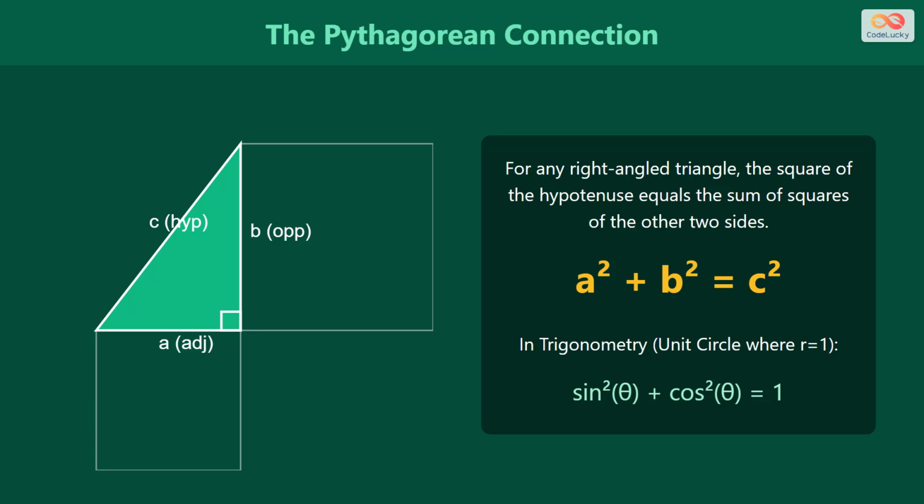You probably know a squared plus b squared equals c squared. In trigonometry, this relationship is crucial. On the unit circle, where the hypotenuse is 1, this formula transforms into the most important identity in trig. Sine squared theta plus cosine squared theta equals 1. Memorizing this connection will save you time in solving complex identities.